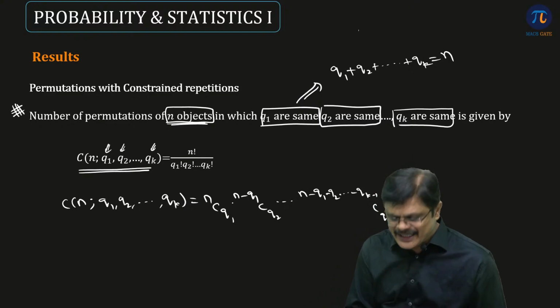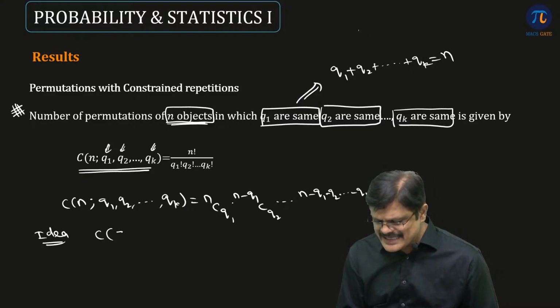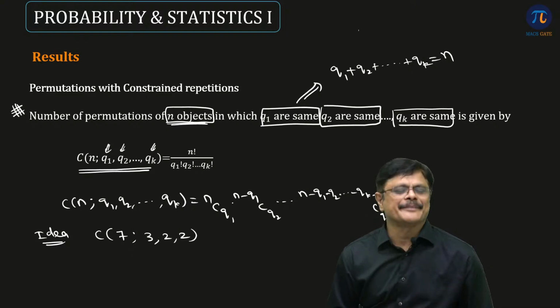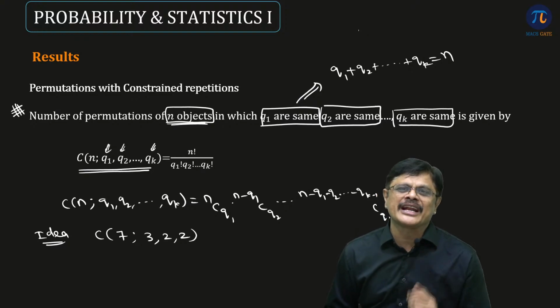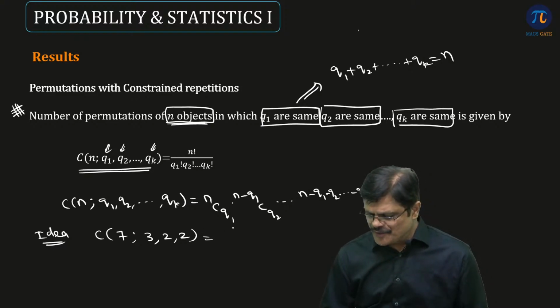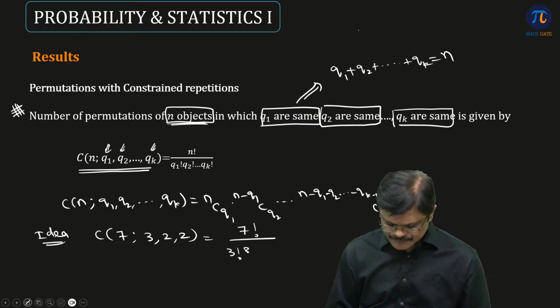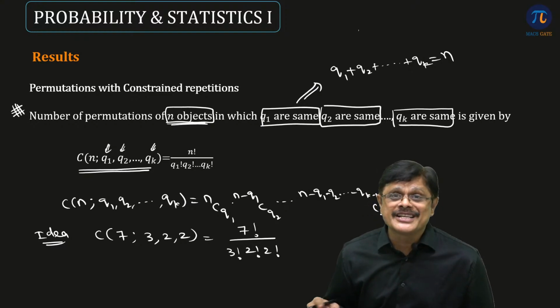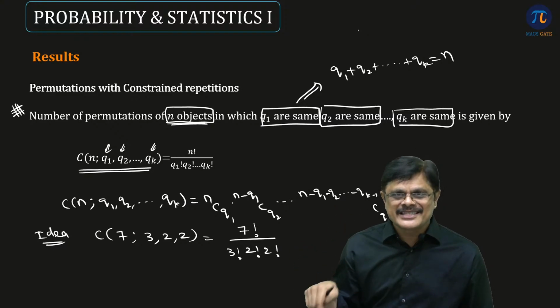Okay, I'll just give you the idea, for simple understanding. Suppose you are having 7 objects in which 3 are same, 2 are same, and 2 are same. How many ways can you arrange these 7 objects? One way of doing it is 7 factorial by 3 factorial into 2 factorial into 2 factorial. Some people feel this is probability. It is not probability. Whenever you write P by Q form, they feel like probability. It is just counting.